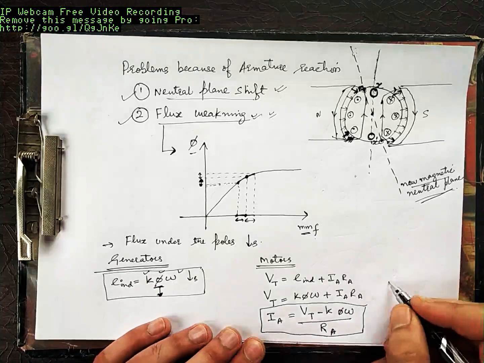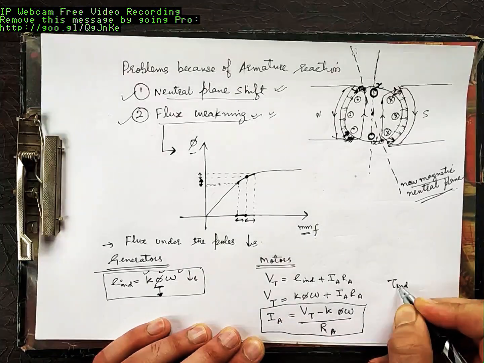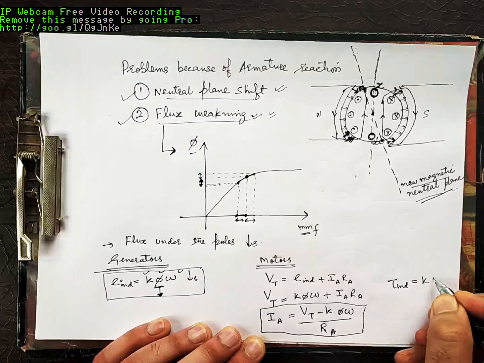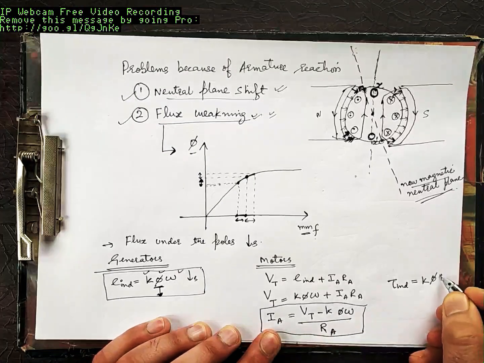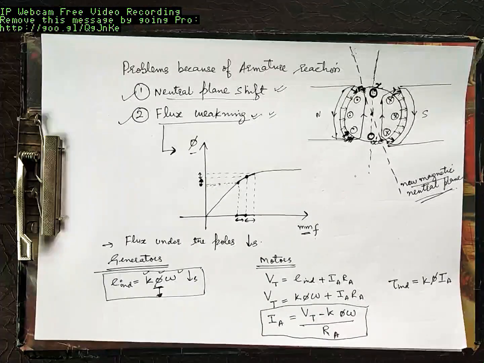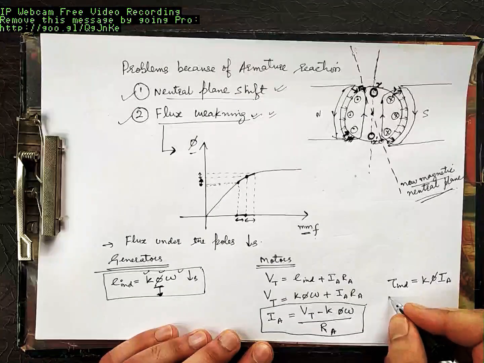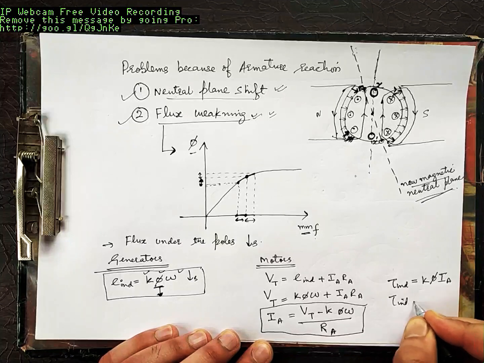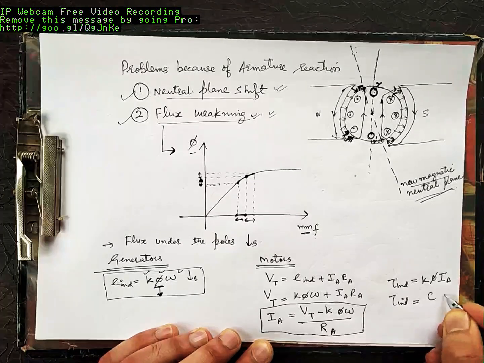Also, torque induced is equivalent to K phi and this Ia. Or I can write torque induced is equivalent to a constant C times Ia.